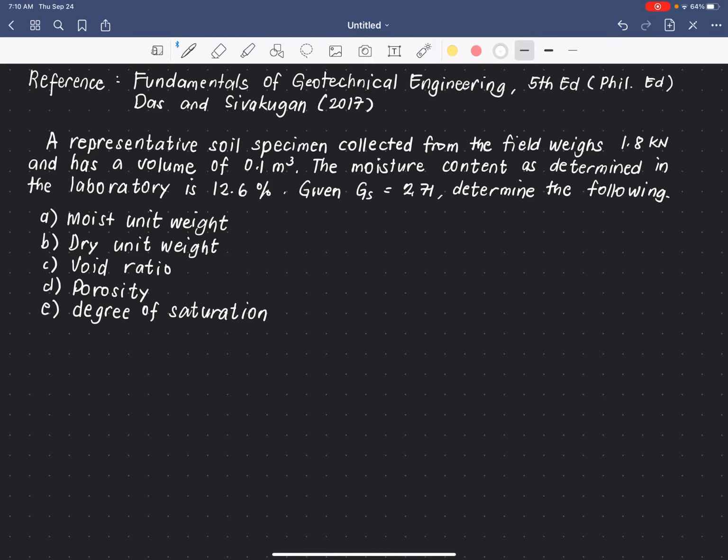Good morning. So today's example is related to the weight-volume relationship of soils. The reference is the Fundamentals of Geotechnical Engineering, 5th edition by Das and Sivakugan.